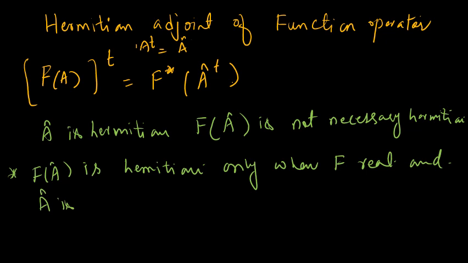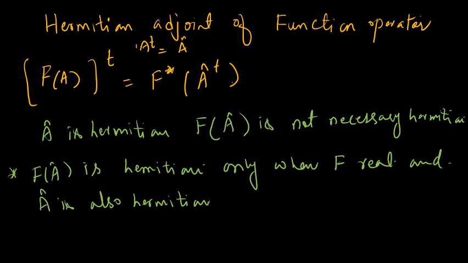A function of an operator is also Hermitian. Generally, we know that if A transpose equals A is the condition for hermiticity and A is Hermitian, then it's not necessary for the function of A to be Hermitian. F of A is Hermitian only when the function is real and A is also Hermitian. Let's suppose we take an example.